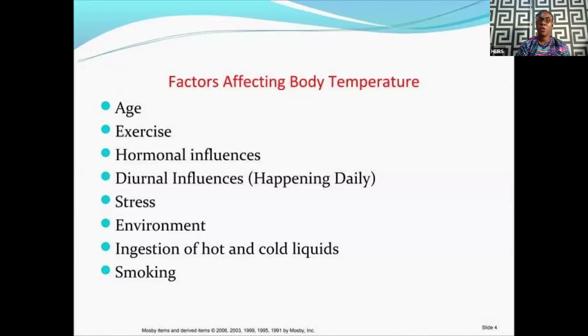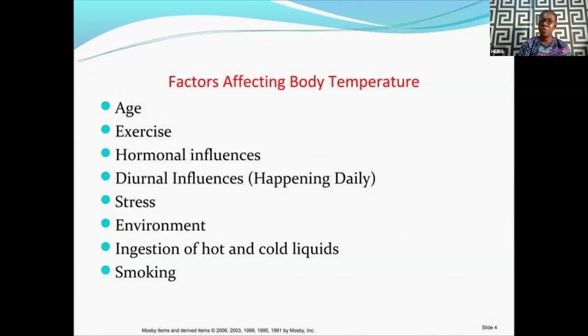Then exercise. After a lot of vigorous exercise, temperature may go up a bit and it's normal. It's not a disease state in such a situation. Hormonal influence is also a factor. Diurnal influences: in the morning, the ambient temperature is usually lower, generally across the board. But by evening or by late afternoon, if you are in the tropics, you find that the environmental temperature is quite high. And with that, there may be a bit of corresponding increase in your patient's temperature.